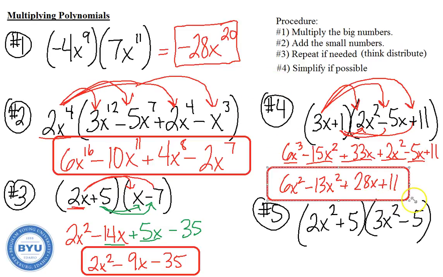Sometimes these get messy, and you will want to make sure you have lots of room to write. I'm kind of running out of room here. Hopefully you have a little more room than I do to write each of these out. Number 5.